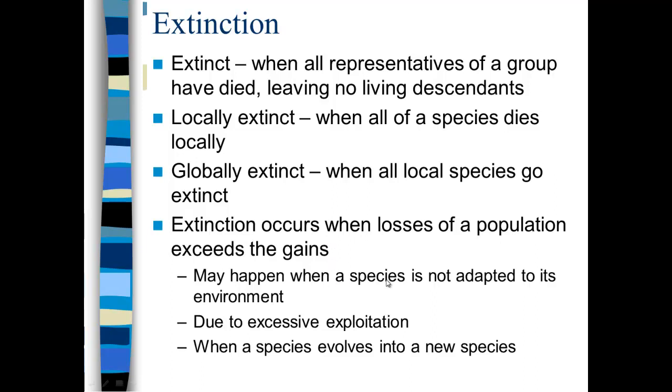Okay? If a species is not properly adapted to its environment, say if it's introduced to a new environment and it cannot adapt to that new environment, then that's when losses will exceed gains. Sometimes species are exploited excessively due to overhunting, hunting without regulation, or harvesting. And sometimes species will actually evolve into a new species, and this is more based on inferences from the fossil record, rather than, you know, we don't see new species evolving really in real time.